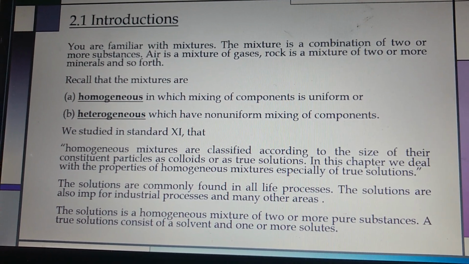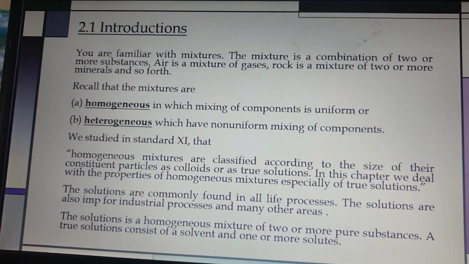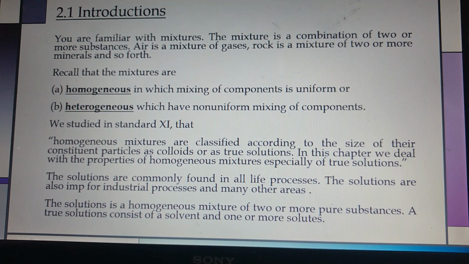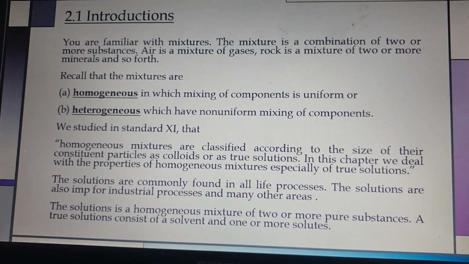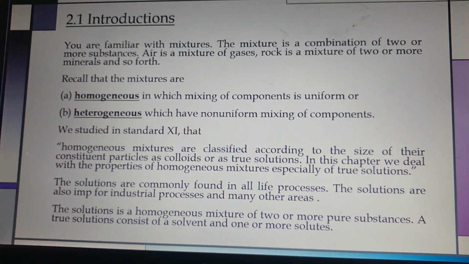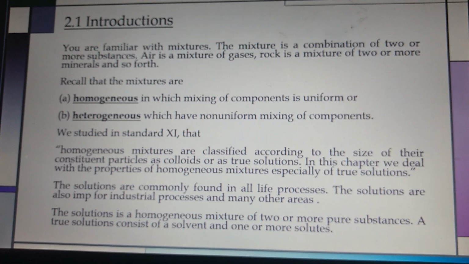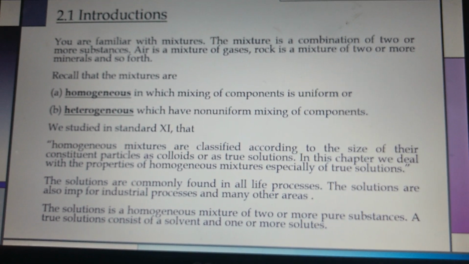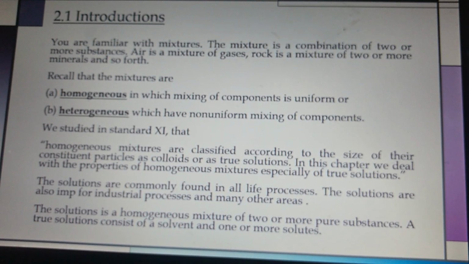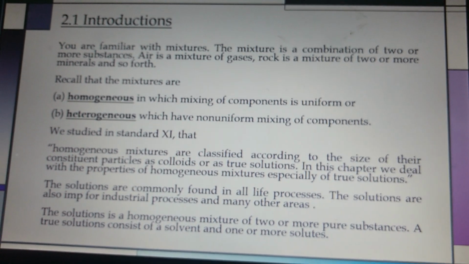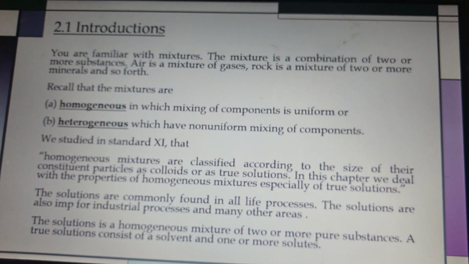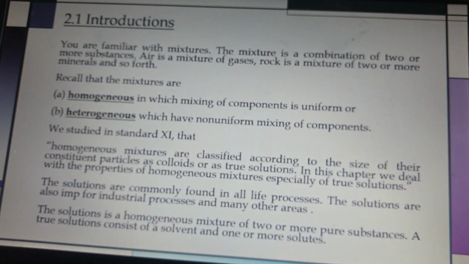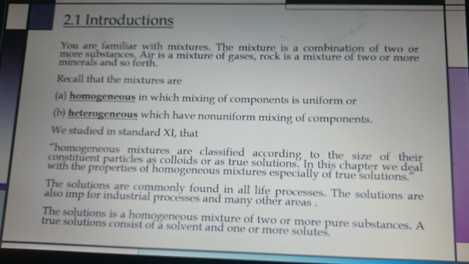Now heterogeneous. Hetero means different, geneous means to form, which has non-uniform mixing of components. For example, oil in water, in which two phases are showing. One phase is liquid, but the upper layer is showing the oil and the lower layer is showing the water, and hence we say that it is non-uniform, which is known as heterogeneous.